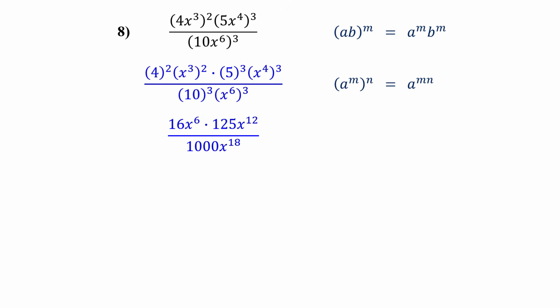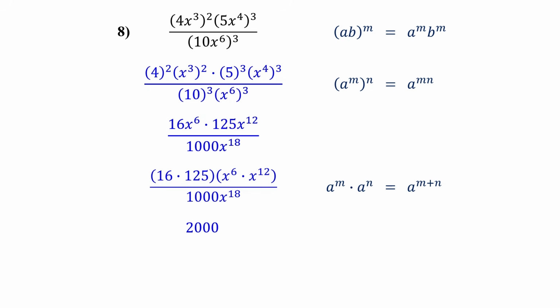Now multiply the expressions in the numerator. Group the coefficients together and the variables together. 16 times 125 equals 2000. For x, keep the base and add the exponents. 6 plus 12 equals 18, giving us x to the 18th.